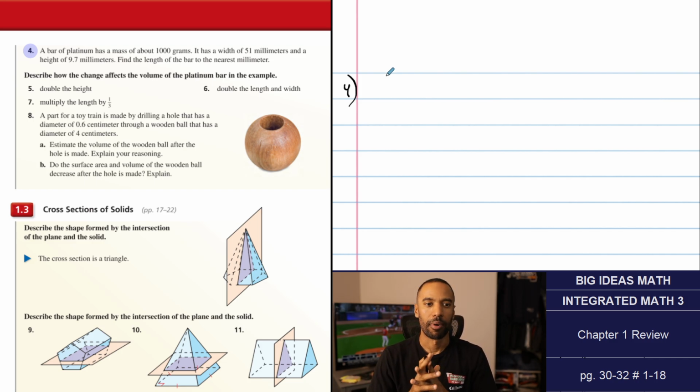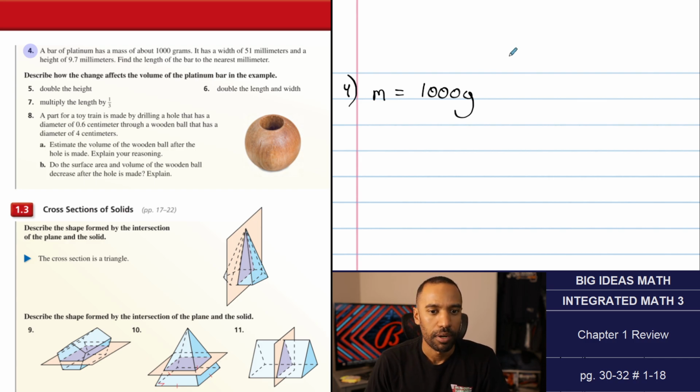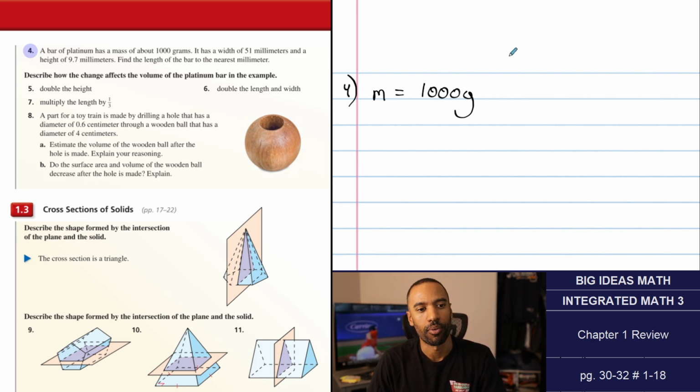Pretty similar. A bar of platinum has a mass of about 100 grams. This time we have mass, 1,000 grams, excuse me. It has a width of 51 millimeters and a height of 9.7 millimeters.